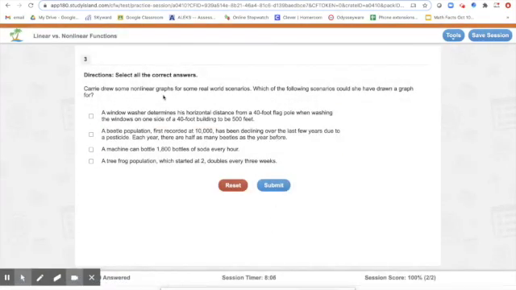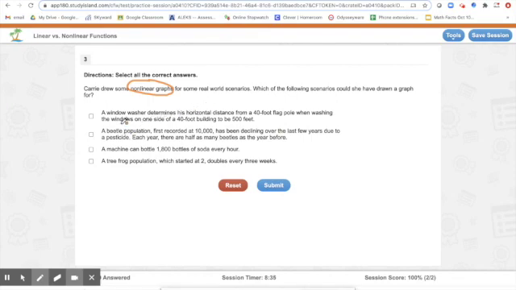All right. Carrie drew some nonlinear graphs from real-world situations or scenarios. Which of the following scenarios could she have drawn a graph for? So what we're trying to identify are which are the non-linear graphs. Remember, linear means everything is going up the same amount over and over and over again. So what we're looking for are the ones that don't go up the same amount over and over again.